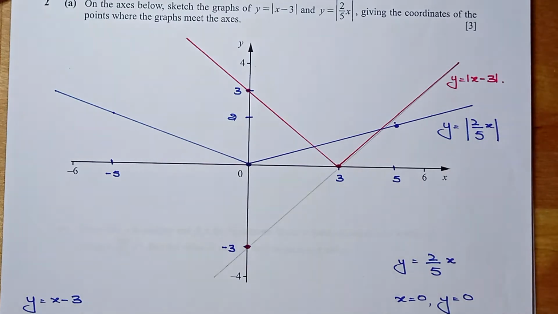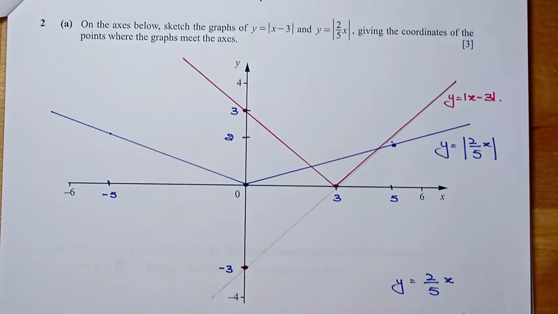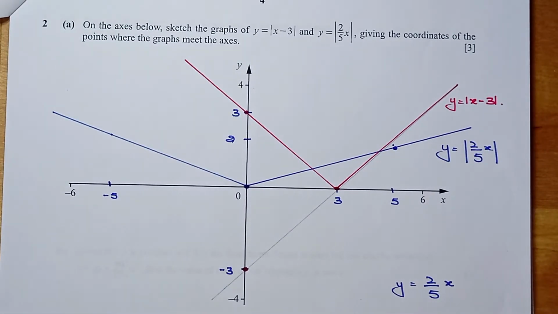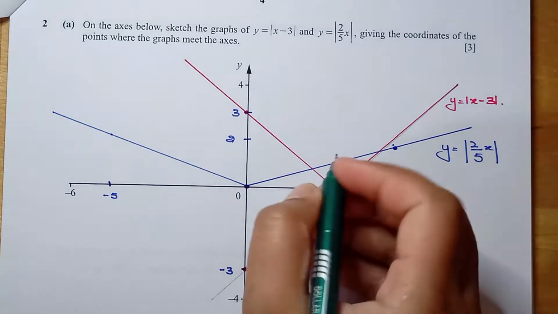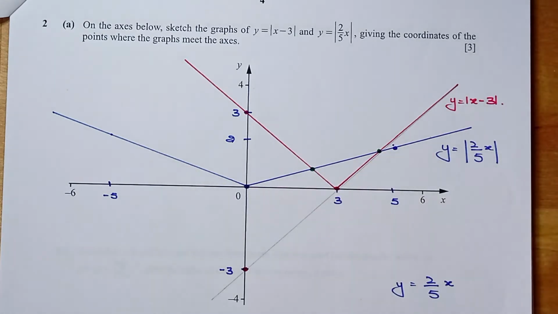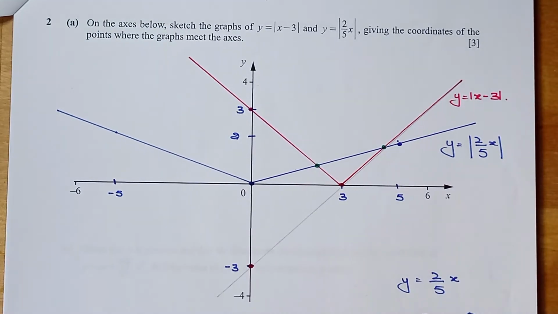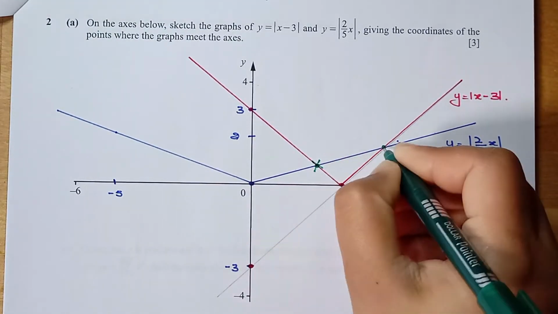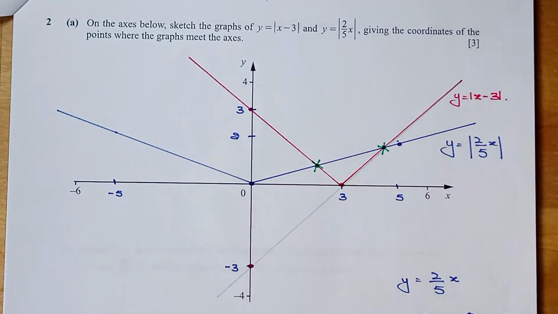Okay. So they said on the axis below, sketch the graph of these two modulus functions, giving the coordinates of the point where the graph meets the axis. So at what point does the graph meet the axis? The graph meets the axis at this point and at this point. Right. So these two are basically the points of intersection for the two modulus functions.